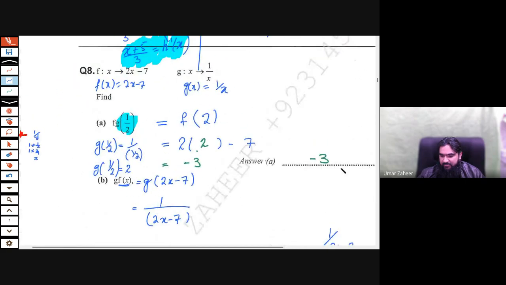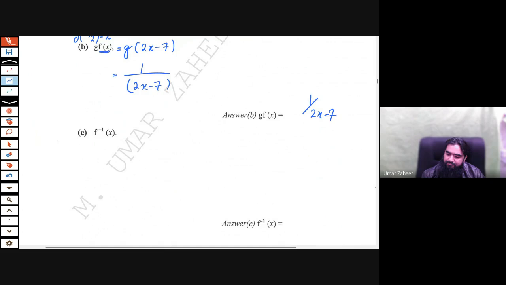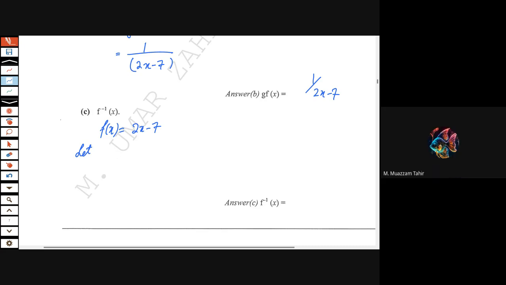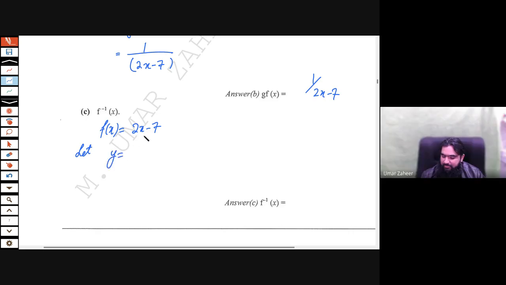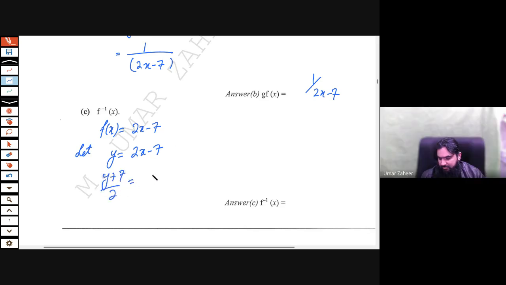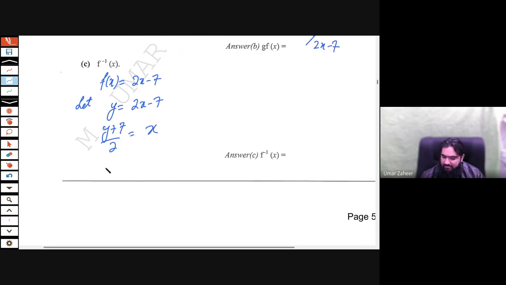Now we have to find f inverse of x. So f of x is equal to 2x minus 7. Yes, Mustafa. What is the first step? y. Thank you, y. y is equal to 2x minus 7. And then y plus 7 is equal to 2x. y plus 7 over 2 is equal to x. Now replace y with x and x with f inverse of x. So it will be x plus 7 divided by 2.